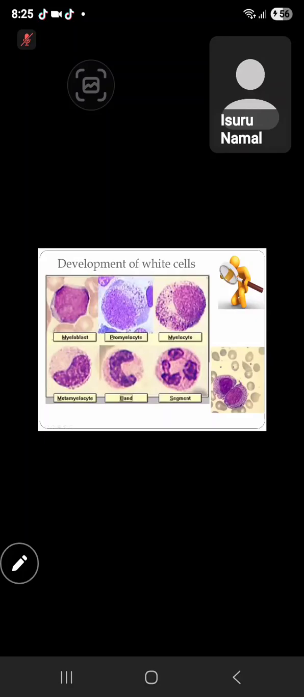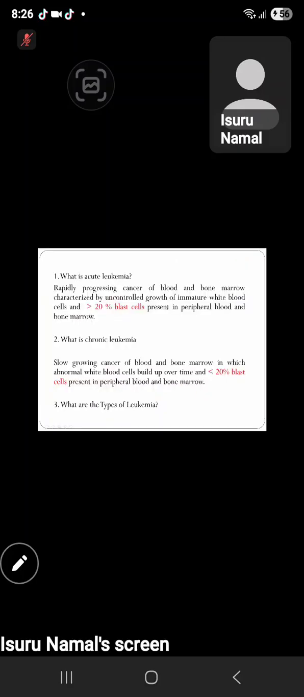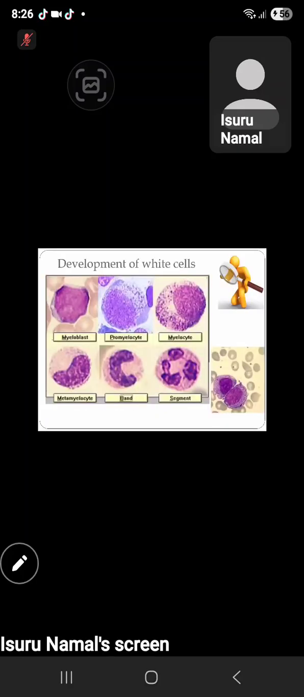Then your criteria, your profile: the NC ratio is somewhat low, nucleoli are absent, nuclear indentation has started, and you can see cytoplasmic granules. Granules you can see in the cytoplasm, right? Those cells we call myelocytes.